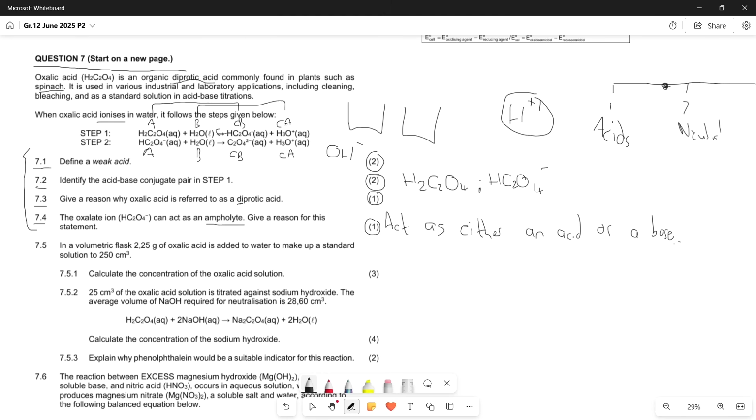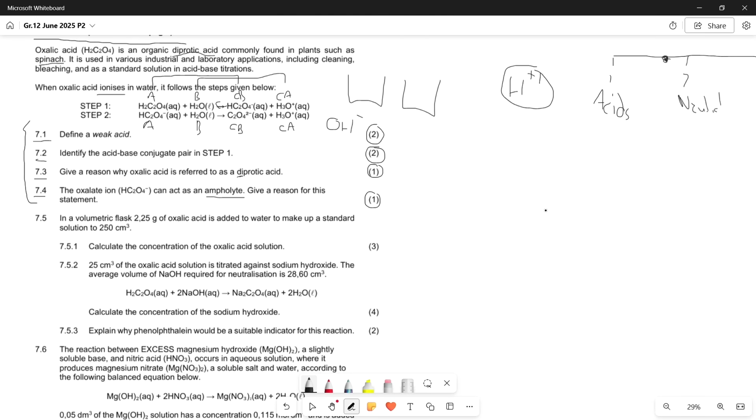And if ever they were to ask us to name the ampholyte in any solution, the most common go-to is water. H2O is the most common ampholyte that we have, and when there's a step 1 and a step 2, we usually have 2 options for our ampholyte, but if they were to ask us to name it, going for water is always our best bet. But here, they just wanted the definition. An ampholyte can act as either an acid or a base.